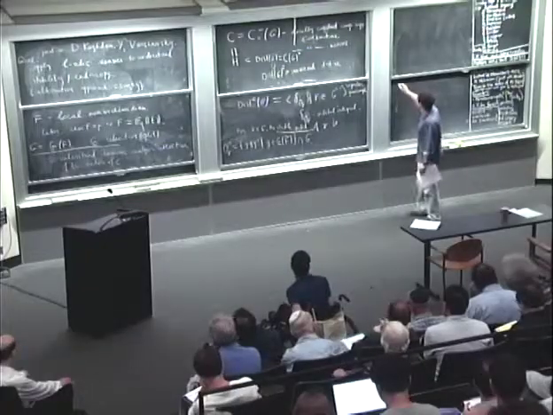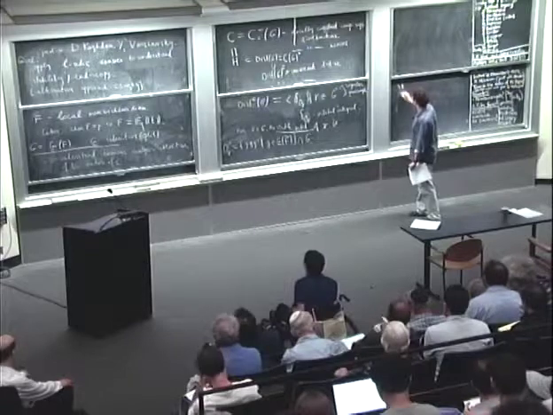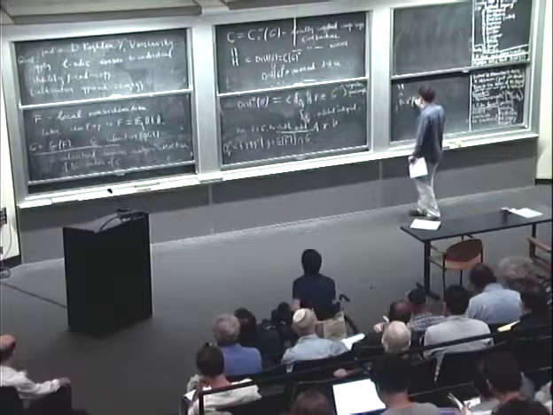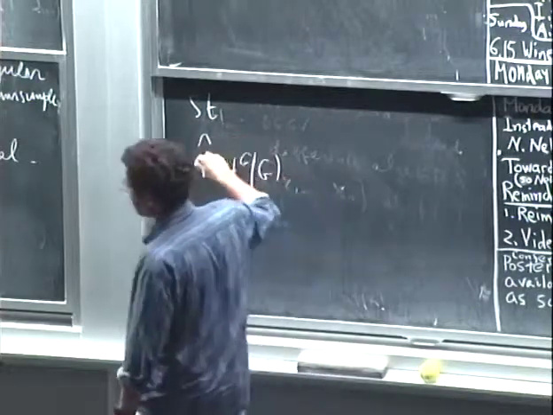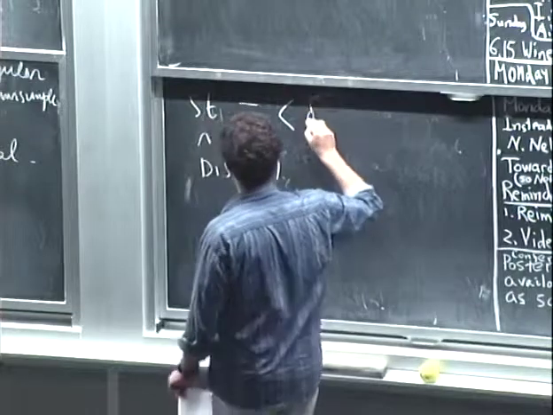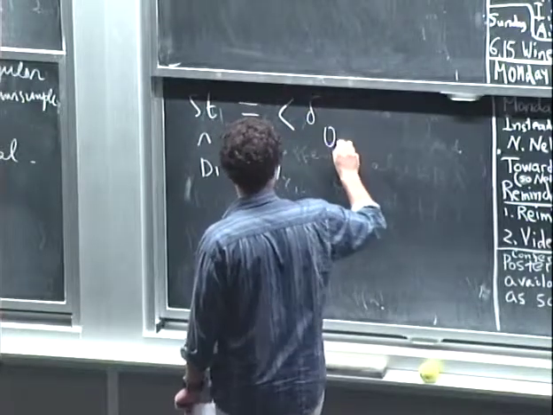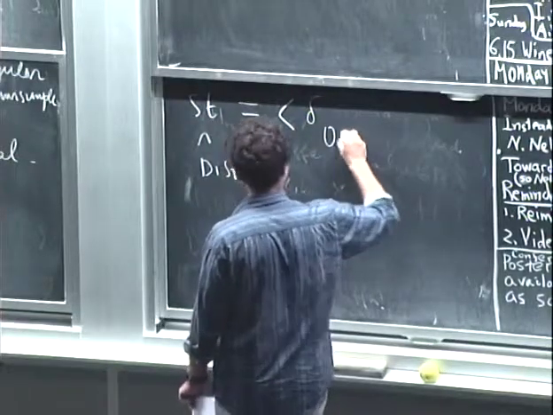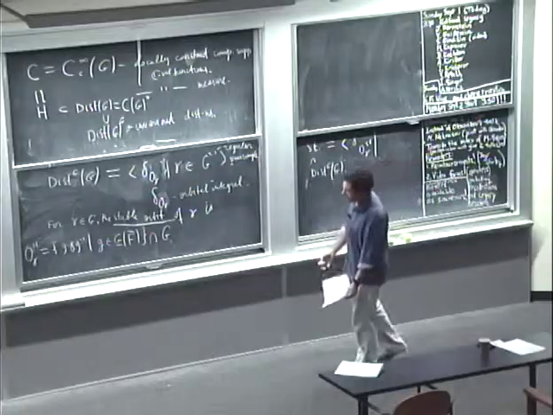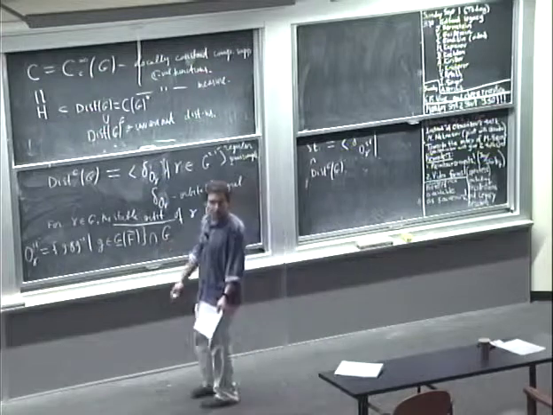And then we say the space of stable distributions inside the space of invariant distributions is the closure of the span of all stable orbital integrals. So we integrate over this larger set.